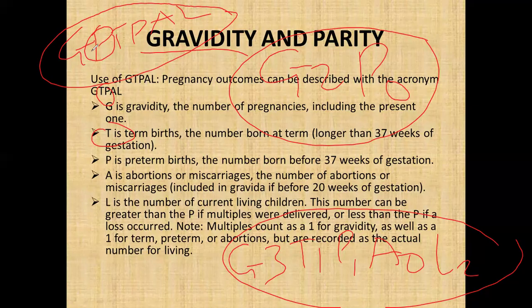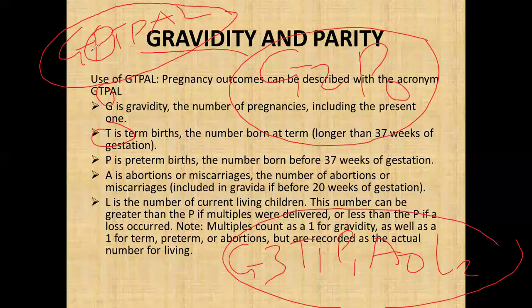Between 20 weeks up until 37, anything that happens within that duration is termed a preterm birth. So preterm is the number of births before 37 weeks. Then the A represents abortion or miscarriage, and that accounts for the number of abortions or miscarriages that occurred.